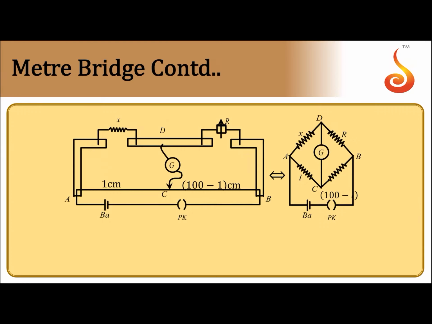So a Wheatstone's bridge consists of a bridge wire AB of 1 meter length, stretched over a wooden board. The metal strips have two gaps. So this is one metal strip, this is one metal strip, this is one metal strip. This is one gap, called the left gap. This is another gap, the right gap.